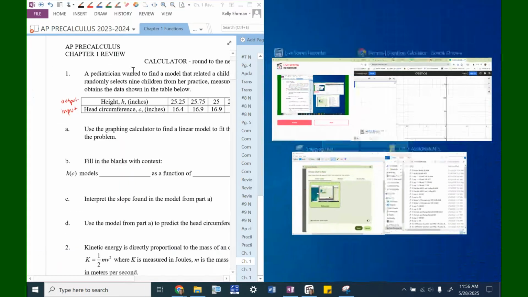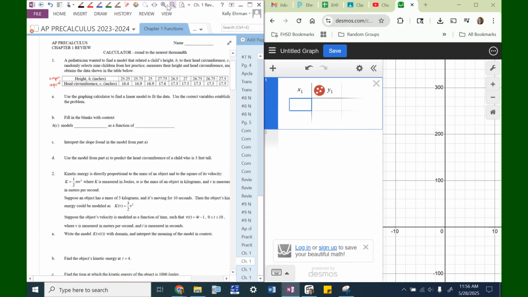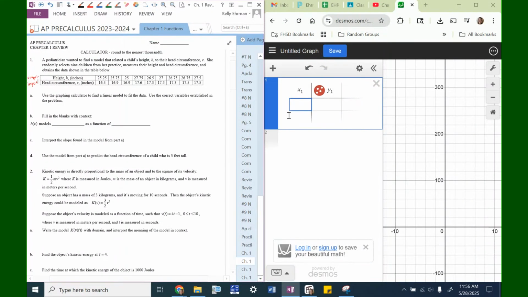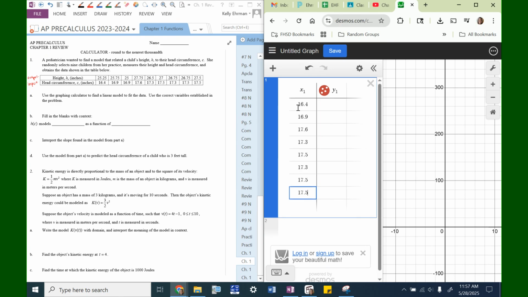All right, so let's get this into Desmos. To add a table to Desmos, you do plus table. And remember, we're putting head circumference first. So let me get this so I can see them all. There we go. So 16.4 is the first X value. I'm just typing in the numbers and hitting enter. 17.5, 17.3, 17.5, 17.5. I feel like I missed one.